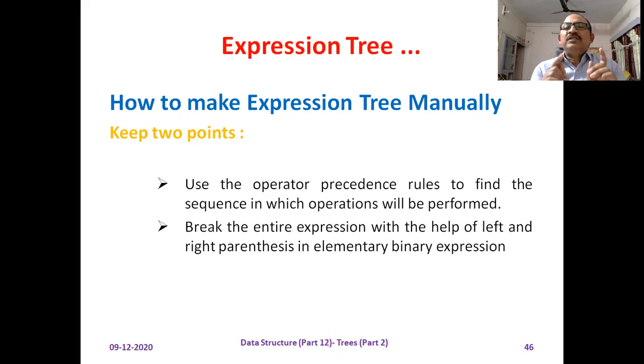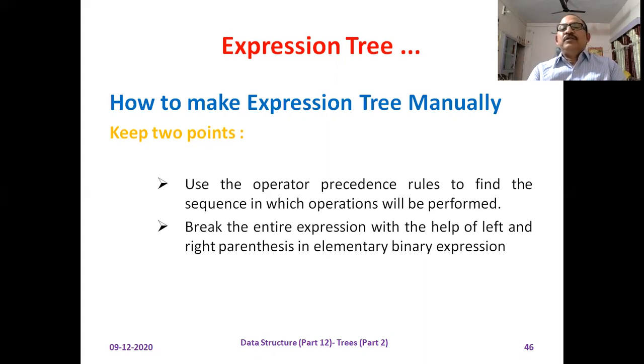And here you can see the root node is plus, the left child is a and the right child is b. This is the expression tree. This is a binary tree, a strictly binary tree. What is a strictly binary tree? Each node has either 0 children or 2 children. Okay.